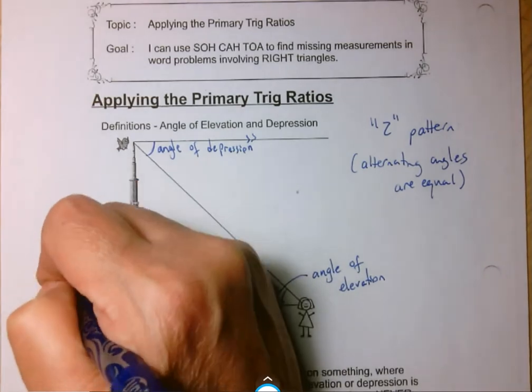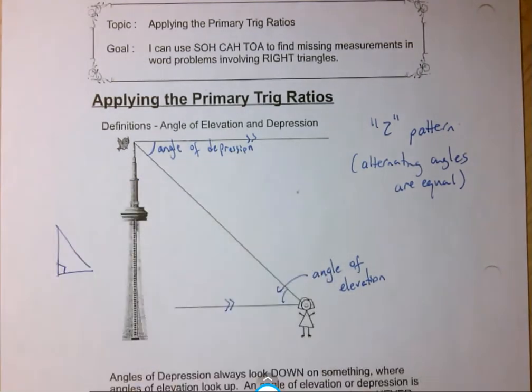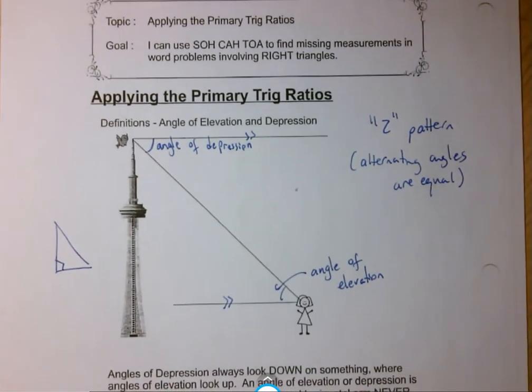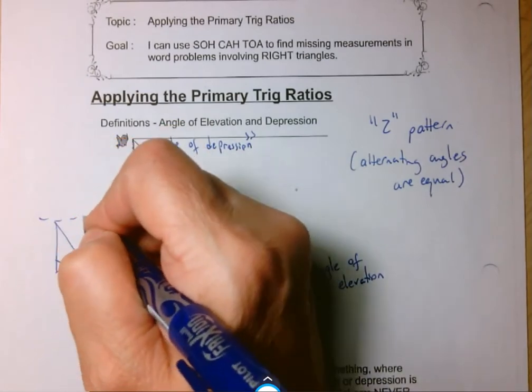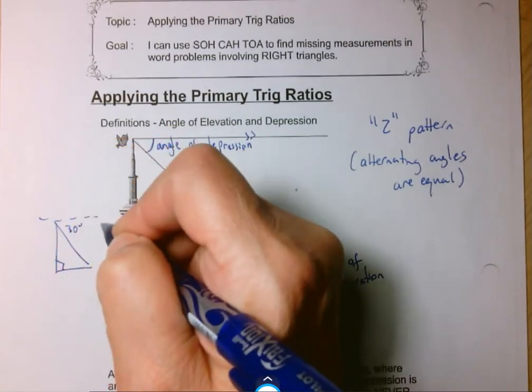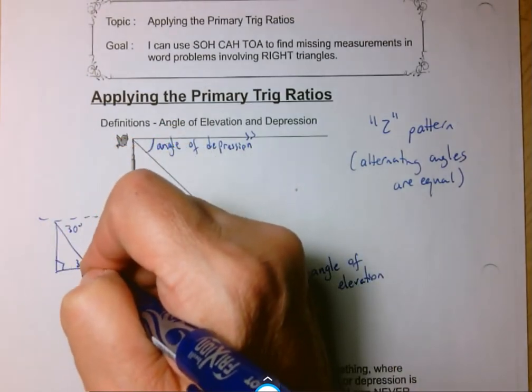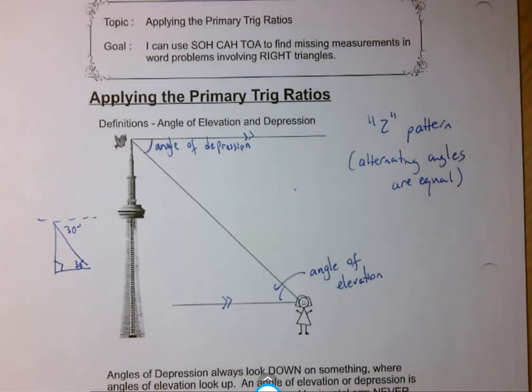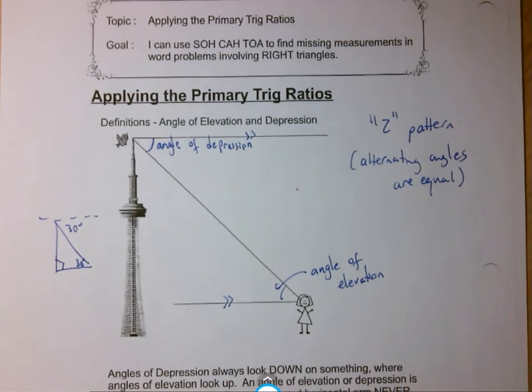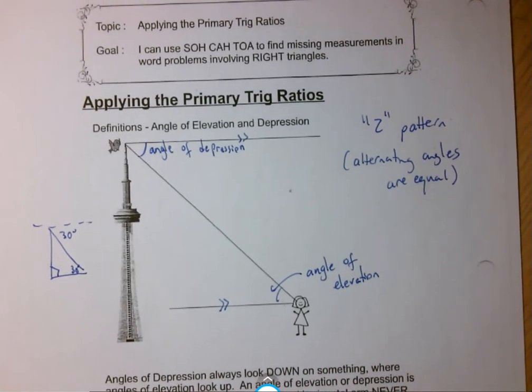Right? So if we want to label the triangle, we need angles inside the triangle so we can use trig. So if they tell you there's an angle of depression of 30 degrees, well, you know from the Z pattern that there's also 30 degrees here. And that's how to use that angle inside the triangle. Right, this is a page in your booklet. Let's look at a couple of word problems that were assigned.